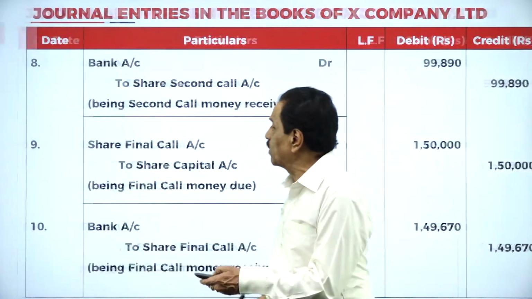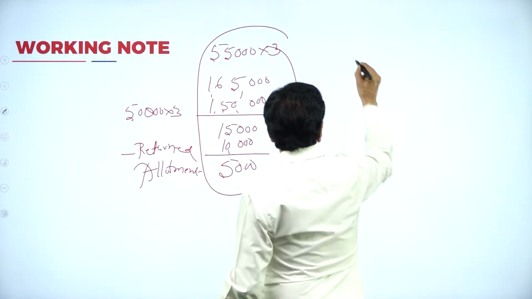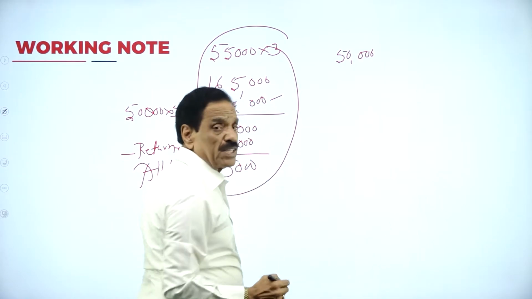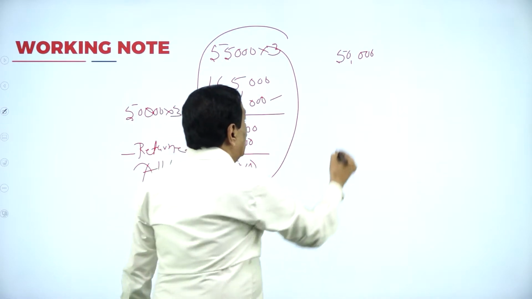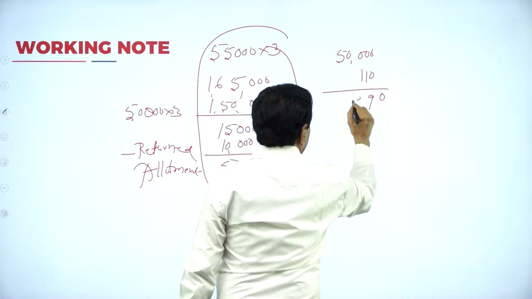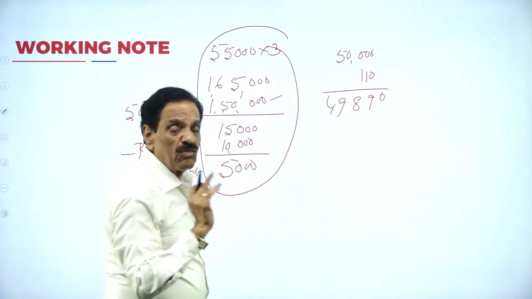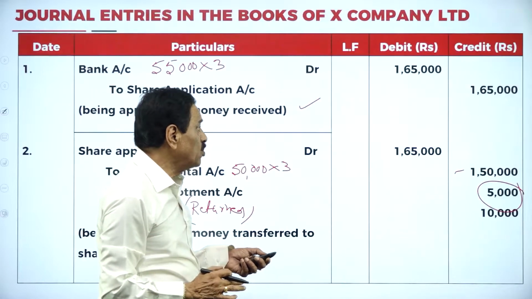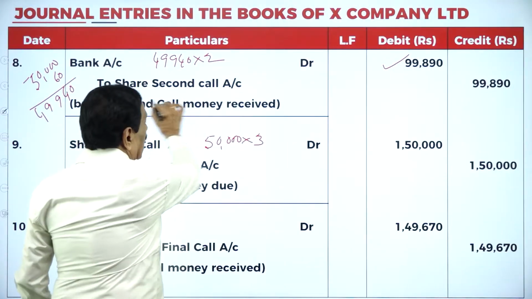So I will show you our working note. You got 50,000 shares. Agreeable? The first man holds how many shares? 60 shares. The second man holds 50. 110 shares are gone. So you are going to receive 49,890 only. This is the share money you are going to receive. 49,890, here, bank account.